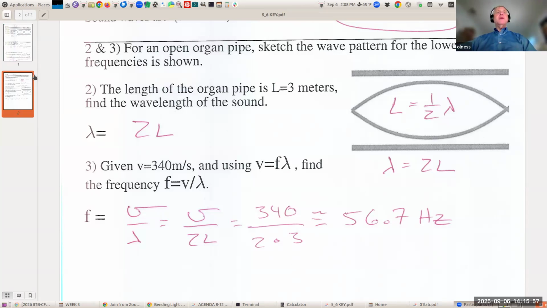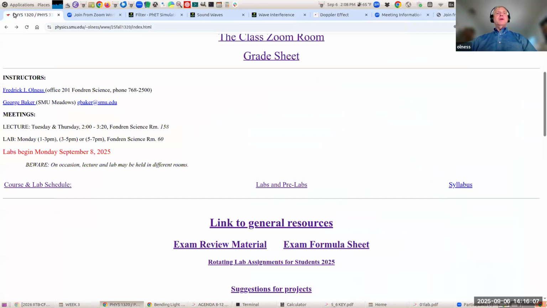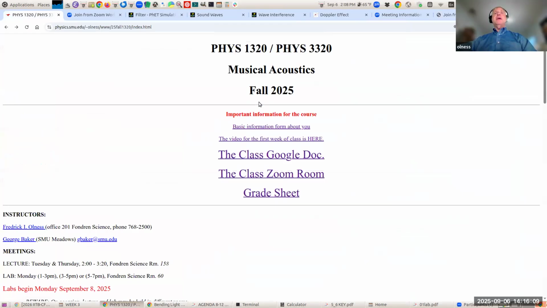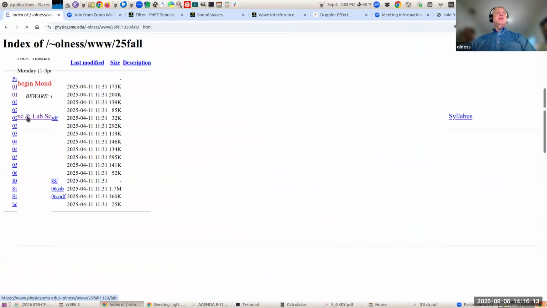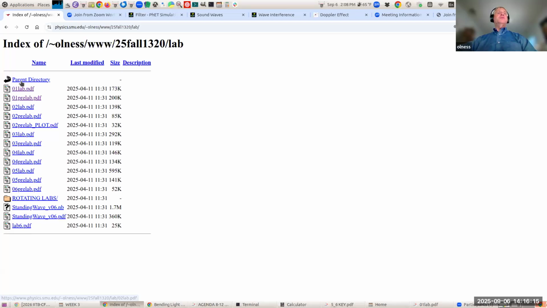Okay, next, I want to take a quick look at the lab that we went over, and just remind you how to get to that. From our class page here, if you go to the labs and pre-labs, you'll find all the materials down here. In particular, on Thursday, I will go over pre-lab 2, so you might want to take a peek at that in advance.